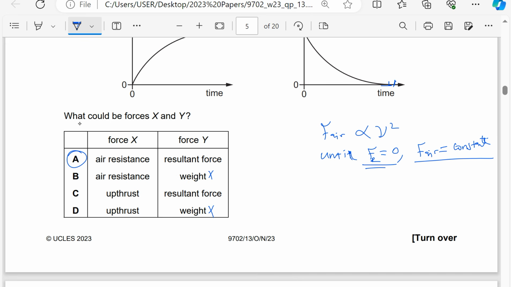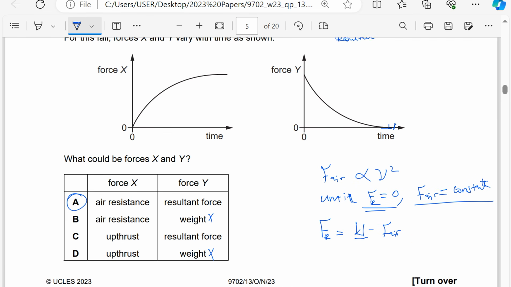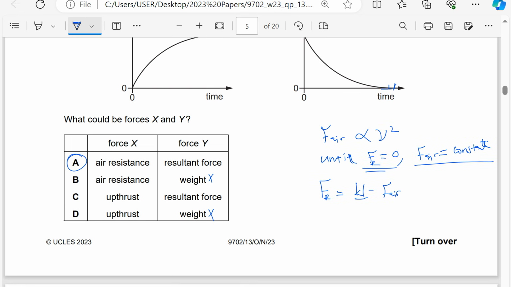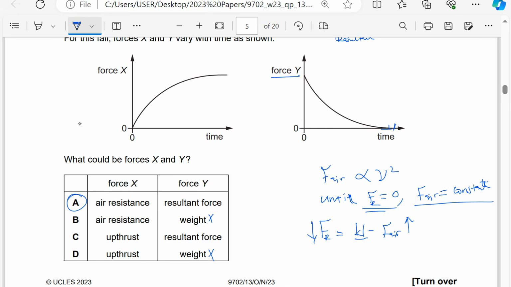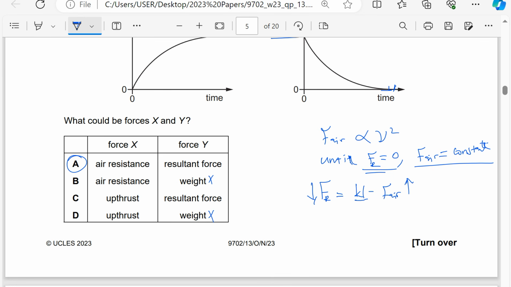For those who want more elaboration, the resultant force Fr is equal to the weight minus the force due to air resistance. The weight is constant. That's why B and D are wrong. The graphs don't show constant force. As the force due to air resistance increases, the resultant force decreases. That means force Y is the resultant force, and force X must be the air resistance. So the answer is going to be A.